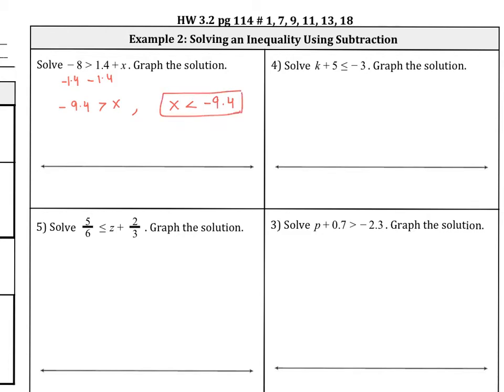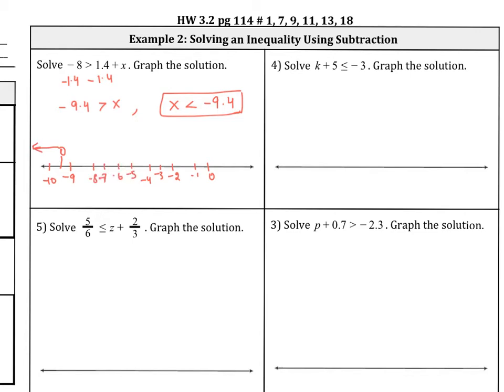9.4. Now on a number line, we need more on the negative side, so more points on the negative side. So I'm starting 0 here. So it's going to be negative 1, negative 2, and all the way negative 9, negative 10, and so on. So negative 9.4 would be somewhere around here, and it's going to be an open circle. Since x is less than negative 9.4, it's going to go this direction, on the negative direction.